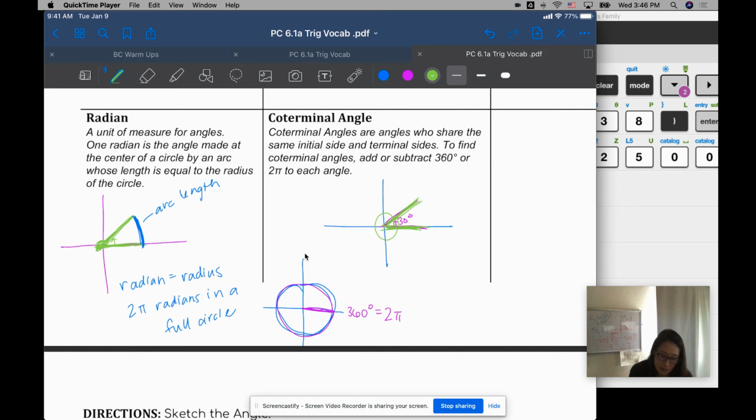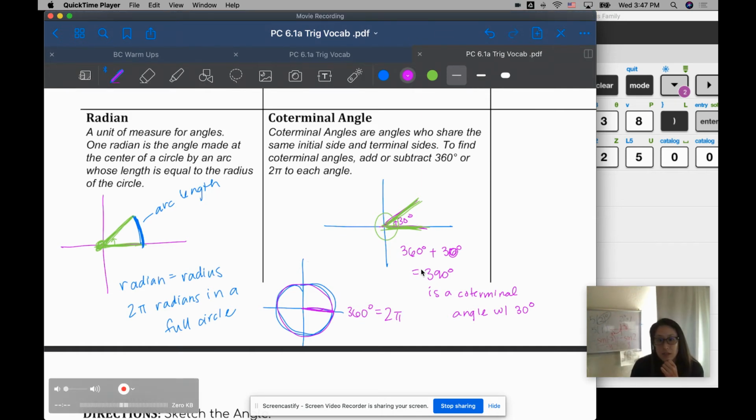So what I've done is I've gone around 360 degrees plus another 30 degrees, which gives me an angle of 390 degrees. So this green angle is 390 degrees. It is a coterminal angle with 30 degrees. So these angles end up in the same place, but you spin around a different number of rotations.